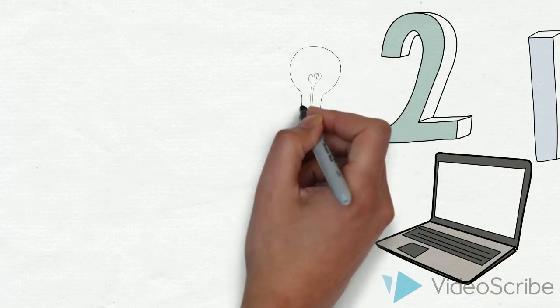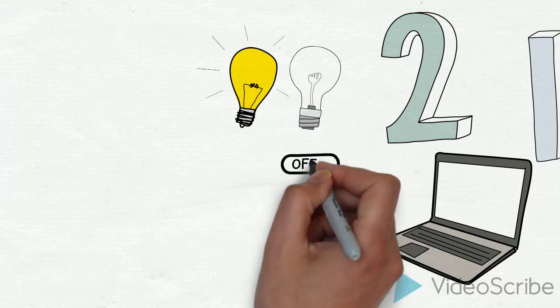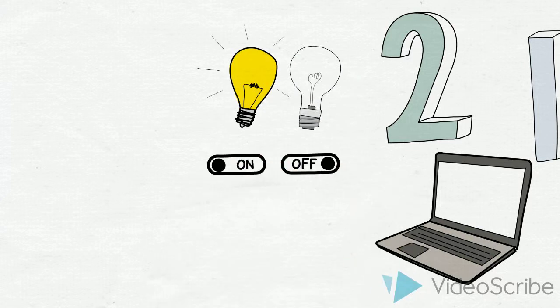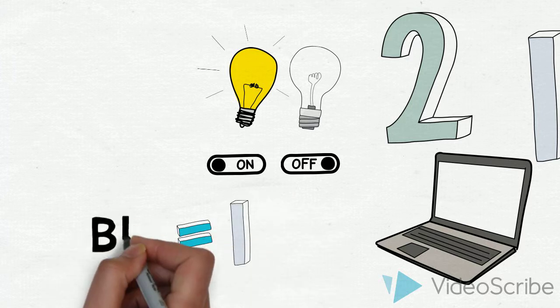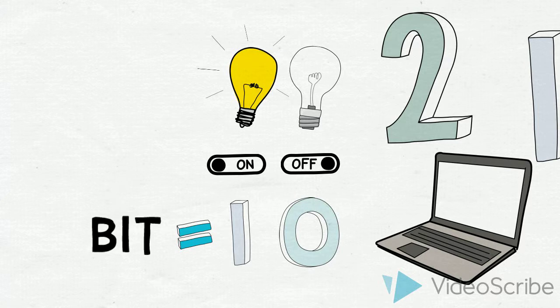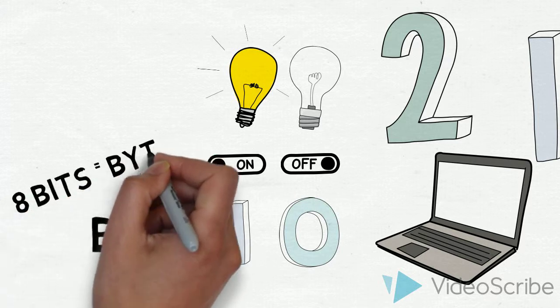It's simple. Lights off, lights on, off, on, power off, power on. That's all there is to it. One bit, one state, whether it's on or off, is called a bit. 8 bits equals a byte. So whether it's a 1 or a 0, that's 1 bit.